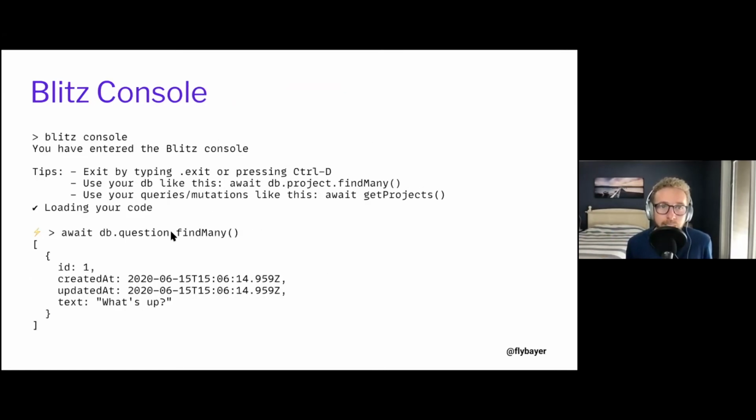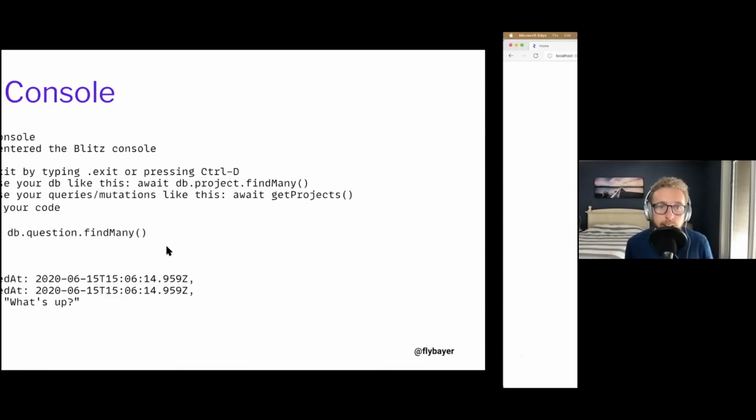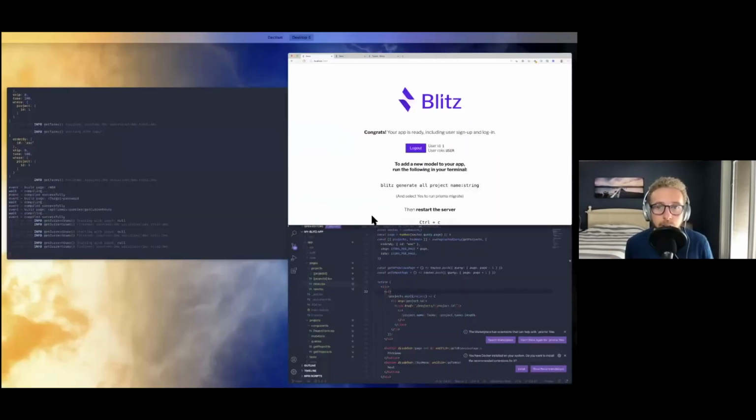We also have Blitz Console, which, if you run Blitz Console in your terminal, opens up a node REPL where you have access to your database. And so you can just manually run your database things right in the terminal to test them out and see what it is. You can use it to create admin users. And in fact, I need to show you something that's really cool.